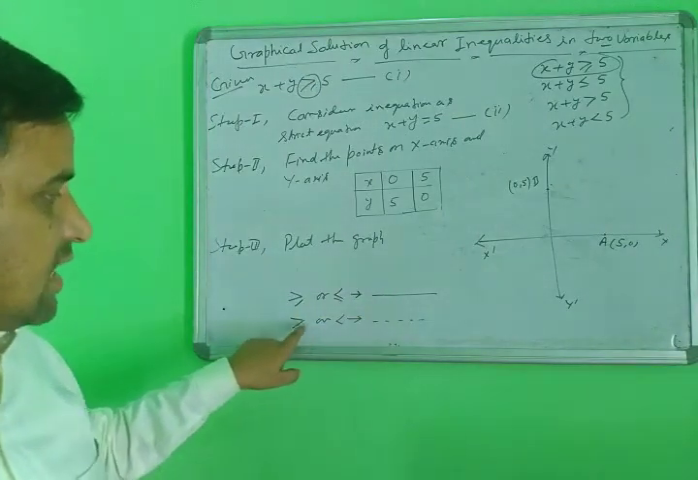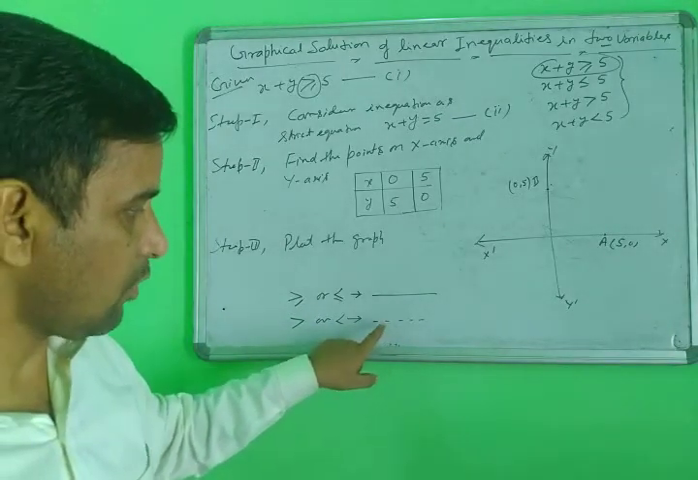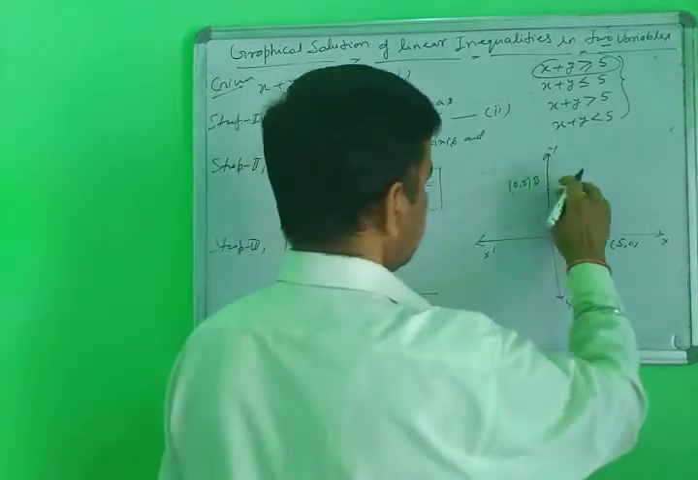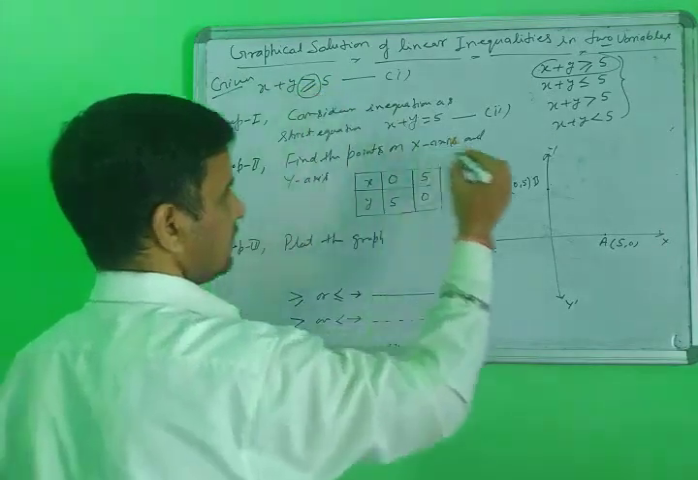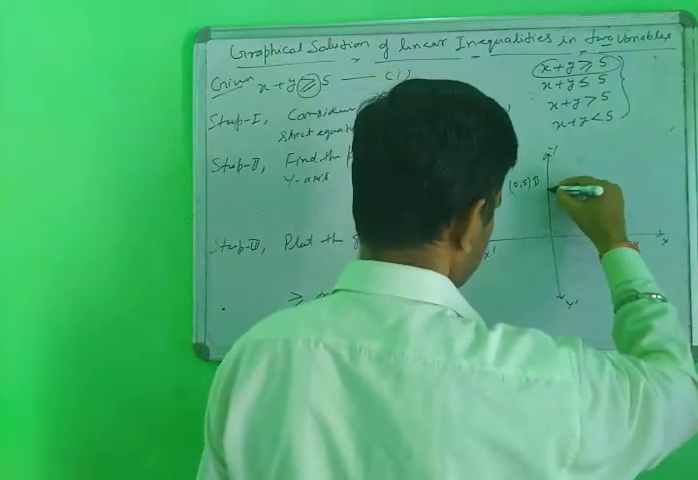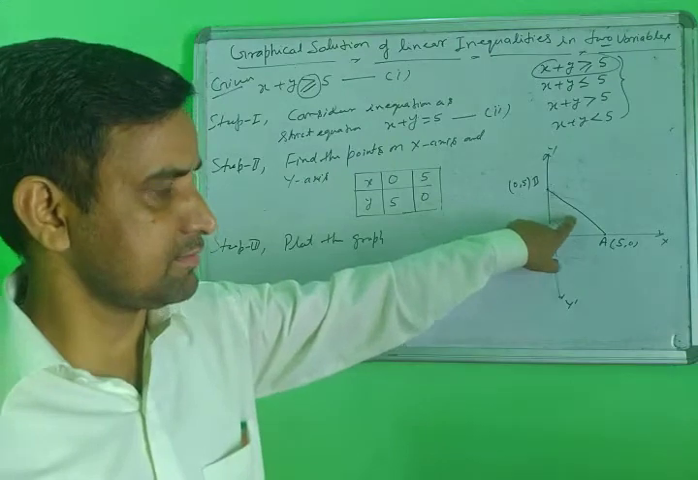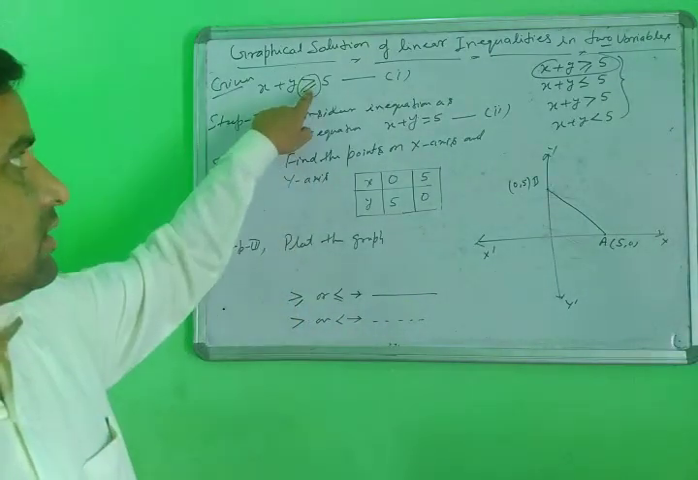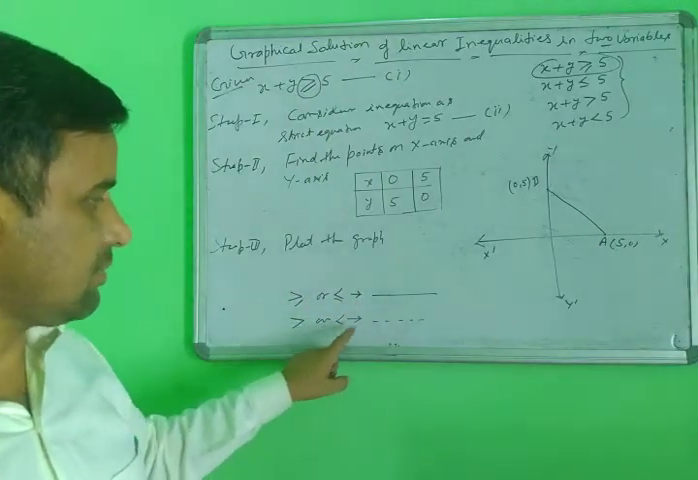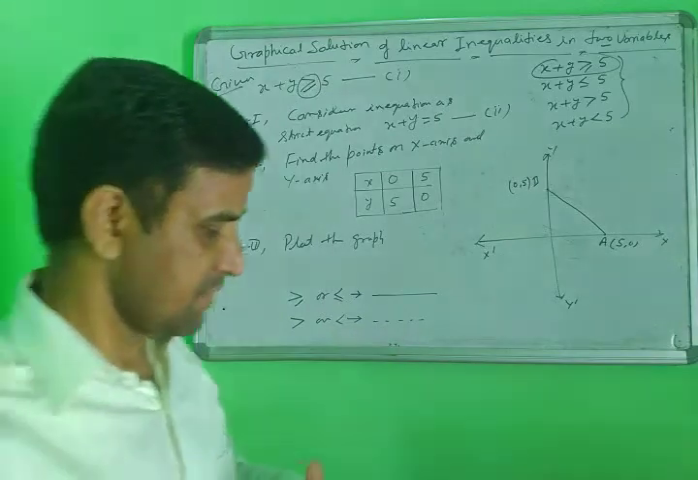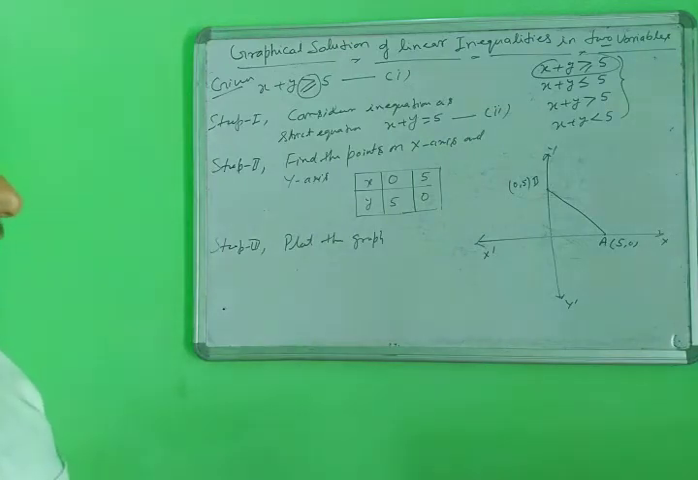Suppose here is only less than or greater than, not an equal sign, then you will draw with the help of the dotted line. If the equal sign is also there, then you will draw the dark line with the help of the scale. Because your symbol is greater than or equal, this symbol represents the dark line, and the strict symbols represent the dotted line. Step three is completed.